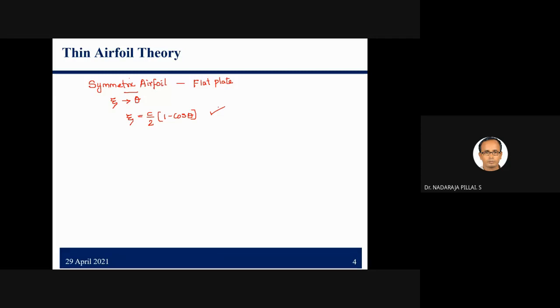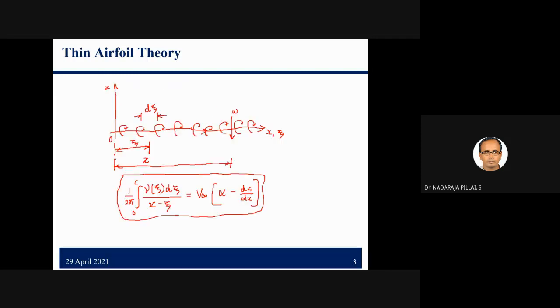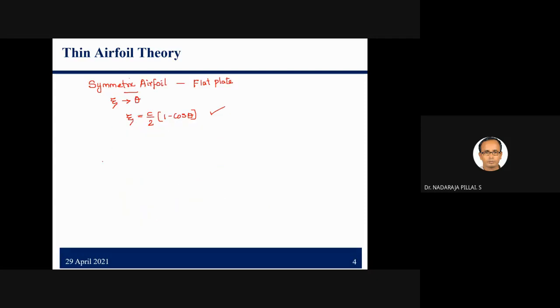Here we can also say that x is a fixed point at which the induced velocity acts. So one can write x is equal to c by 2 into 1 minus cos theta naught. For our consideration, I have taken all these. Then d zeta can be written from this equation as c by 2 sin theta d theta.